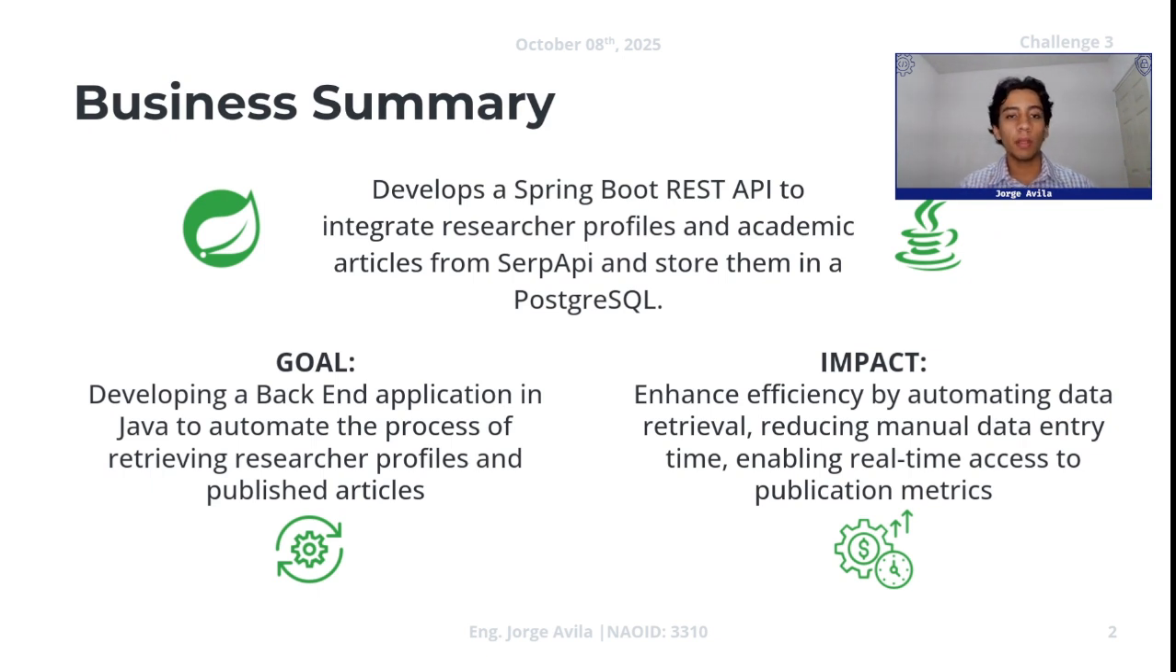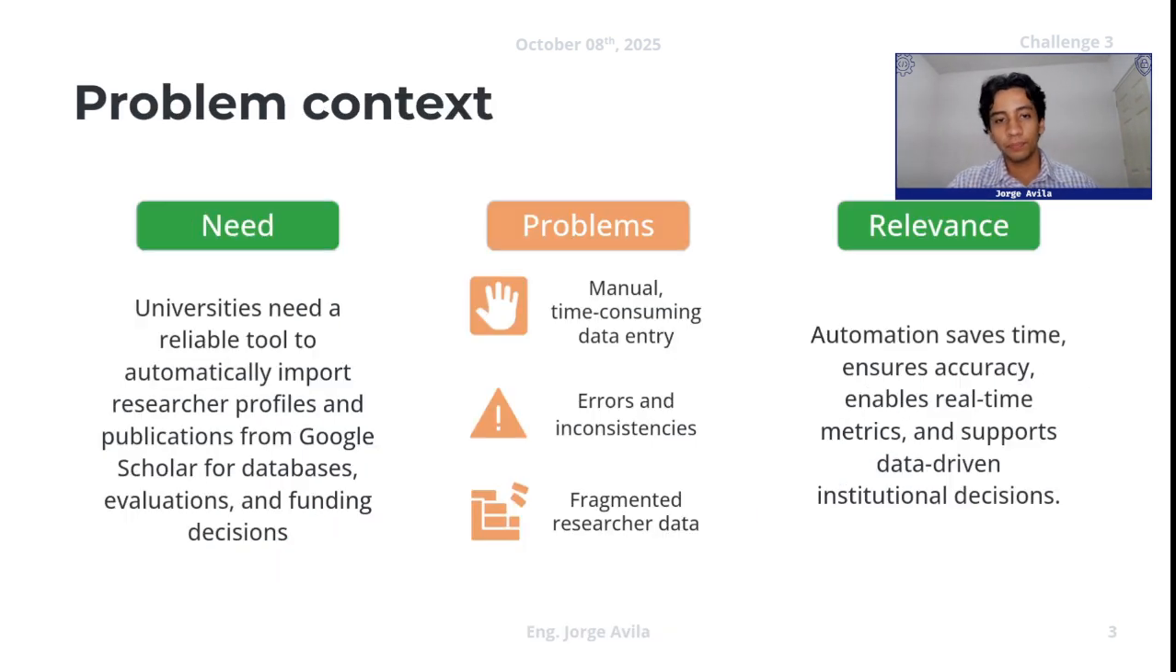The principal objective of this challenge is to develop a Spring Boot REST API to integrate researcher profiles and academic articles from SerpAPI and store them in a PostgreSQL database. The goal is developing a backend application in Java to automate the process of archiving researcher profiles and published articles. The impact is enhanced efficiency by automating data retrieval, reducing manual entry time, and enabling real-time access to publication metrics.